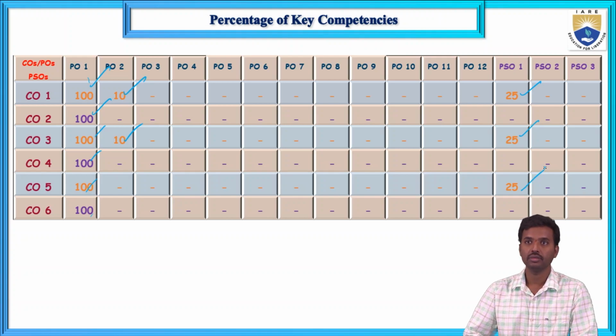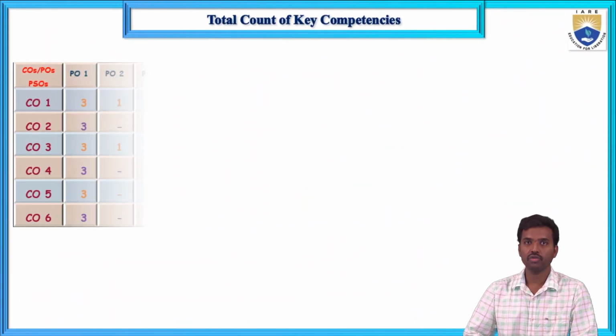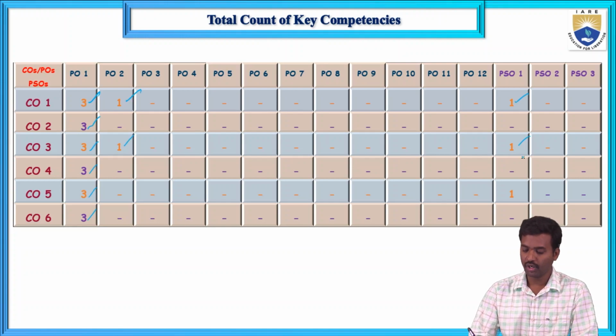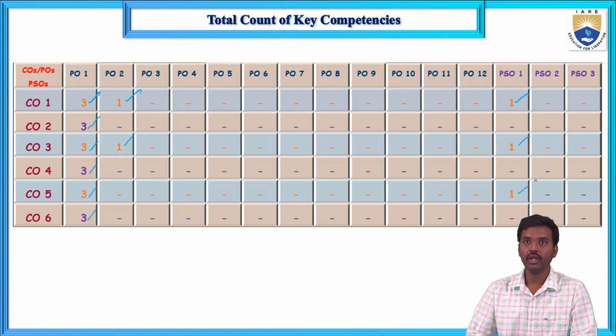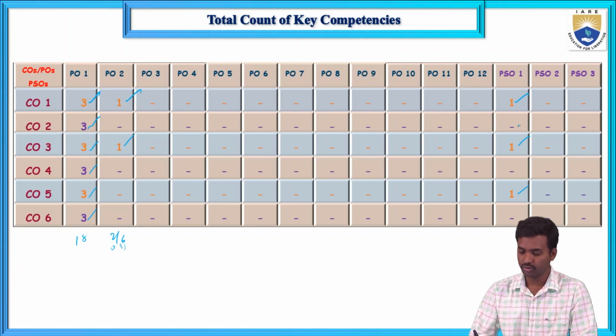Next, the total count for key competencies here. So 3, 3, 3, 3, 3. So 1, and this is 1, and 1. Now here, this total is how many? 18, and this 2 by 6 means 0.2 by 6. So that means here 1 by 3 means 0.33, and this one is also 3 by 6, that means 0.5.